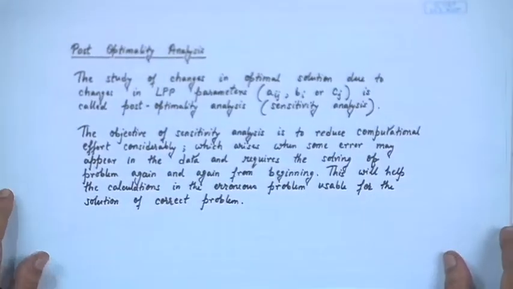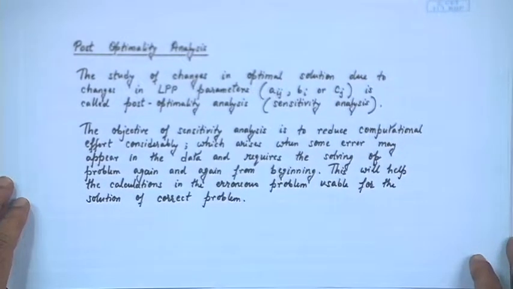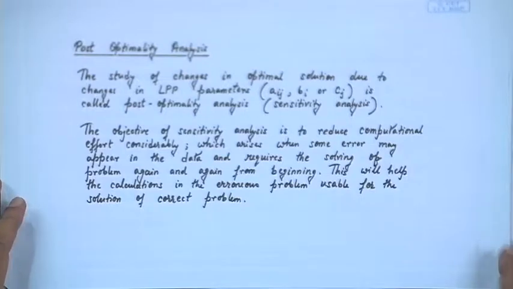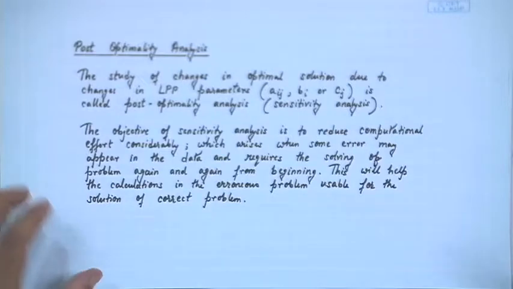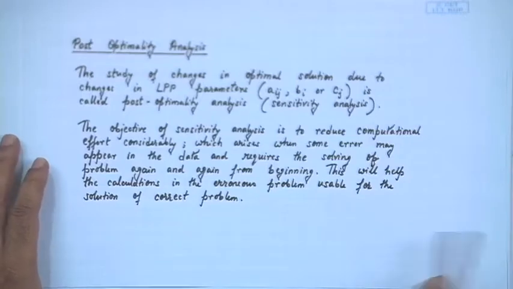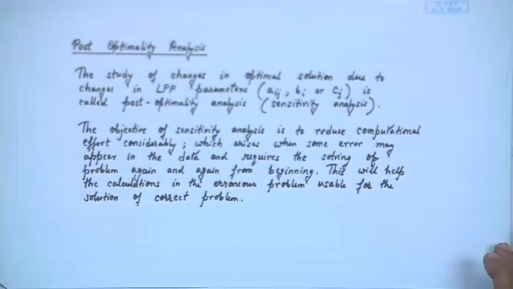In this class, we are going to study the post-optimality analysis, or sometimes we call it the sensitivity analysis also. Post-optimality analysis is the study of changes in optimal solution due to changes in LPP parameters. The parameters mostly are Ai, Bi, Aij, Bi or Cj, which is called post-optimality analysis or sensitivity analysis.